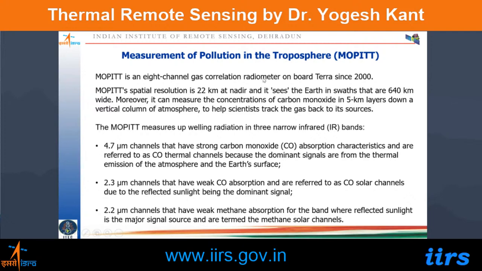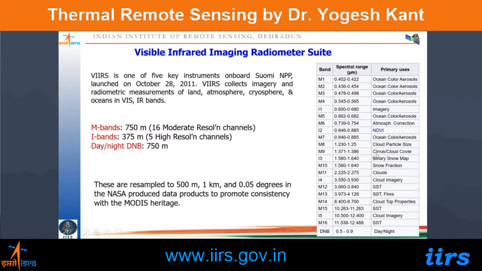This measures mostly the carbon monoxide and methane as well. Then VIIRS, that is the Visible Infrared Imaging Radiometer. So it has a series of bands from visible to thermal infrared, so different applications from land, from ocean to atmosphere.